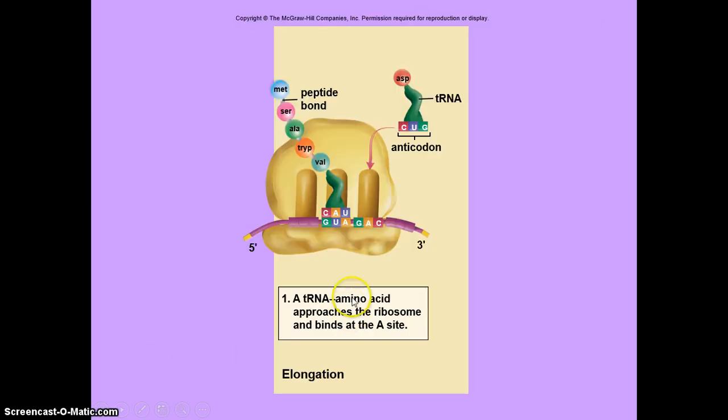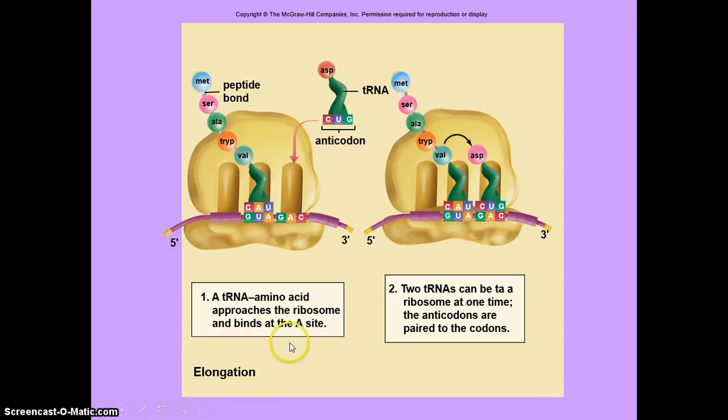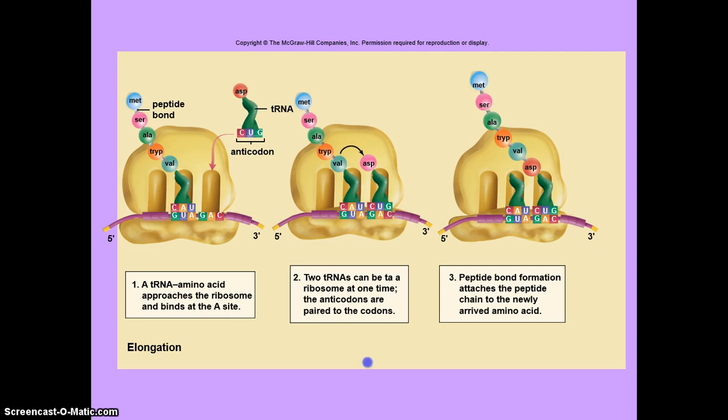The transfer RNA transfers an amino acid as it approaches the ribosome and binds to the A site. And elongation occurs by this continually happening until the whole sequence of messenger RNA has been translated and a stop codon is reached.